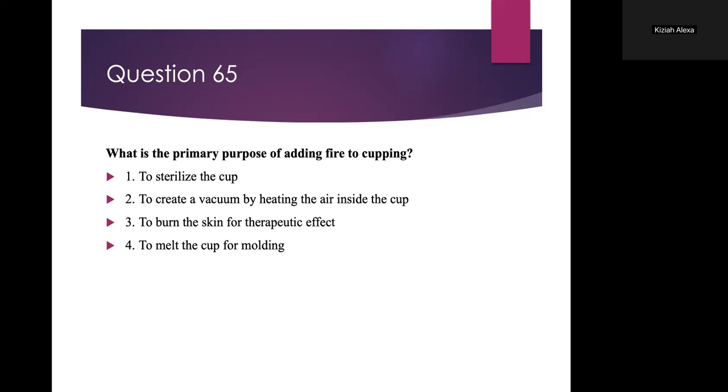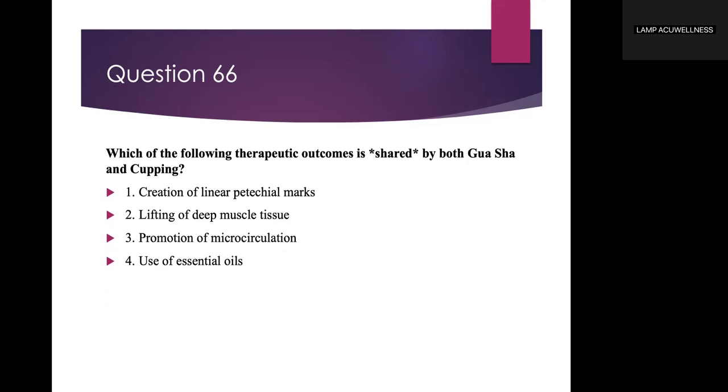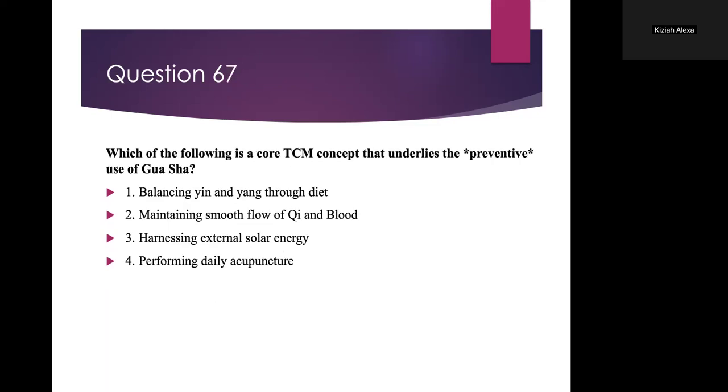To create a vacuum by heating the air inside the cup. Which of the following therapeutic outcomes is shared by both gua sha and cupping? Promotion of microcirculation. Which of the following is a core TCM concept that underlies the preventive use of gua sha? To maintain smooth flow of qi and blood.